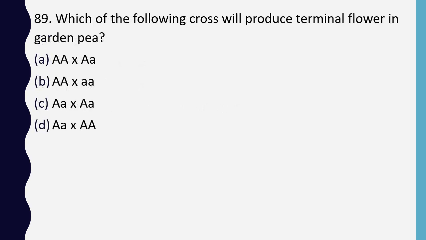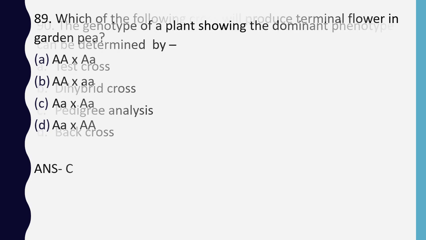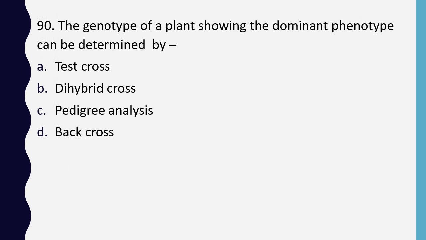Question number 89. Which of the following cross will produce terminal flowers in a garden pea? The crosses are given in the options. The correct answer is option C, capital A, small a, capital A, small a. Question number 90. The genotype of a plant showing dominant phenotype can be determined by test cross, dihybrid cross, pedigree analysis, back cross. Correct answer is option A, test cross.